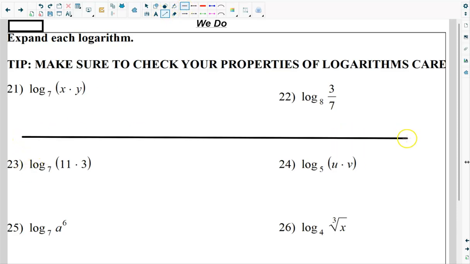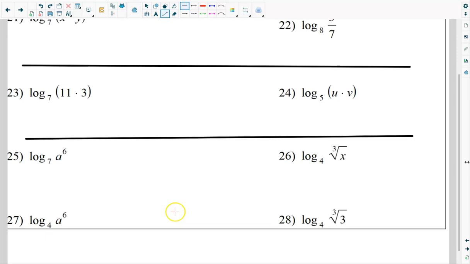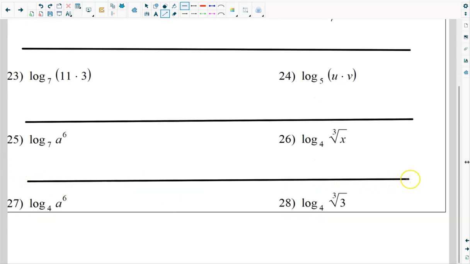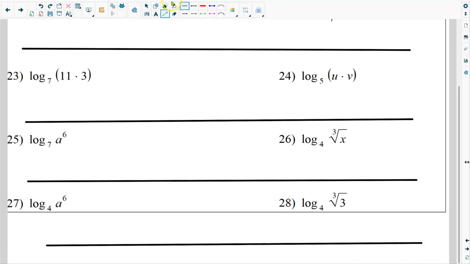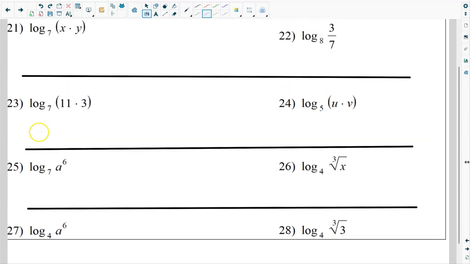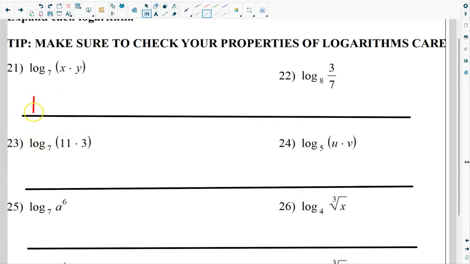Once again, I really want you guys to start writing these logarithms the way they're supposed to, so I'll introduce some notebook paper lines. Hopefully we can start getting them looking a lot better. So expanded, I've got log base 7 of x plus log base 7 of y. Done.